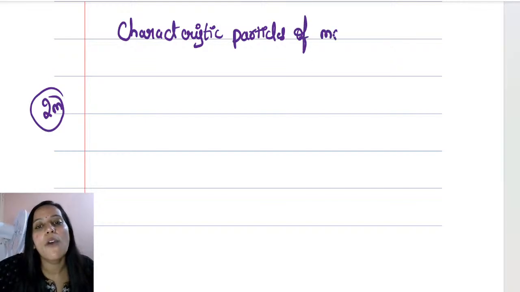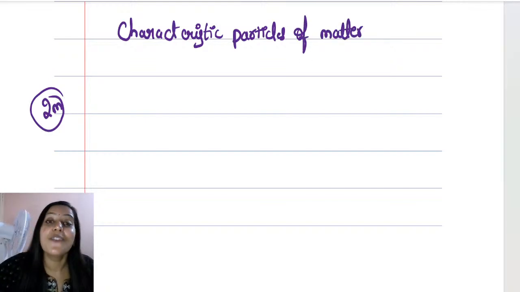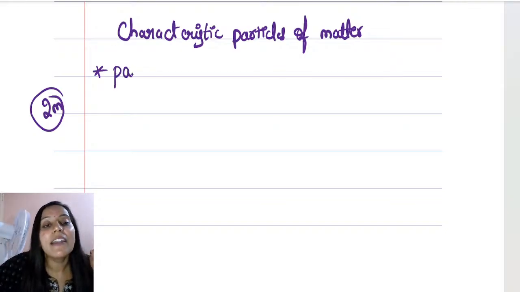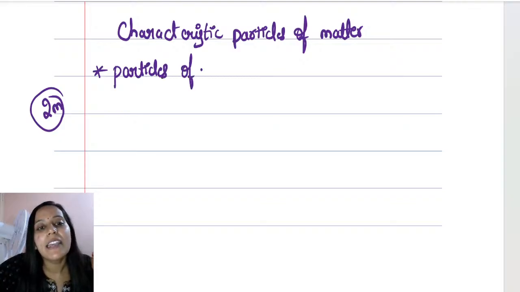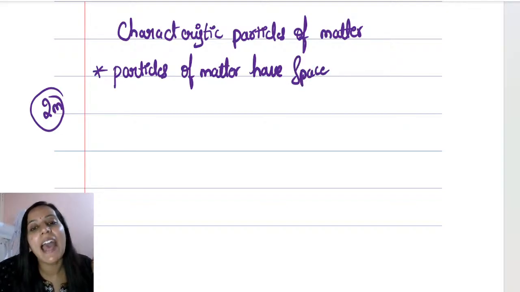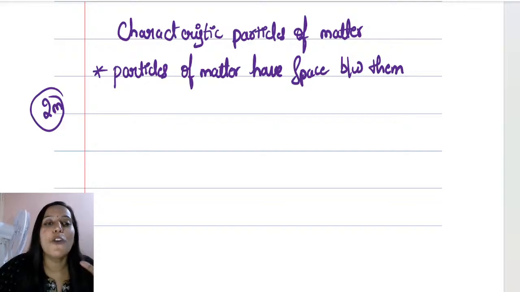Characteristic particles of matter. So what is the first characteristic? The first characteristic which I am explaining here is, particles of matter have space between them. How can I give the proof for this?